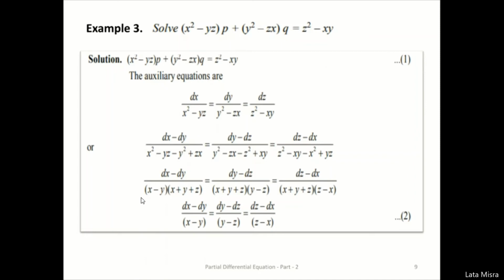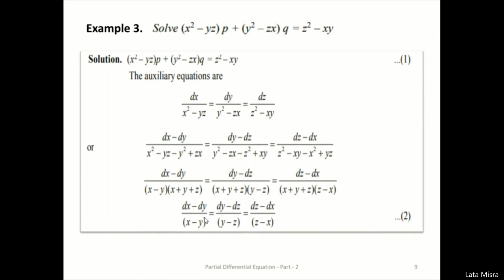When we simplify all the terms, the common term x + y + z is cancelled, and we have (dx − dy)/(x − y), (dy − dz)/(y − z), (dz − dx)/(z − x). So now we see here we can easily integrate these terms.